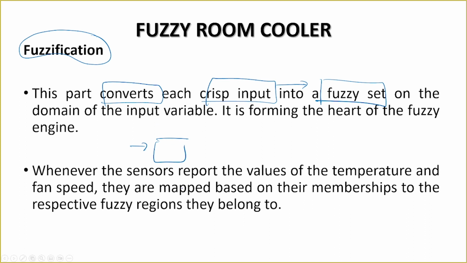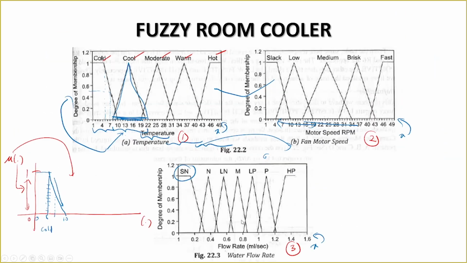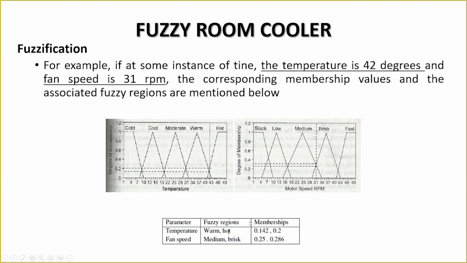Whenever the sensor reports the value of the temperature and fan speed, they are mapped based on the membership. Remember, we have sensors in and out, based on temperature and speed. Then the fuzzy will be controlling based on the membership that has been selected by us, depending on low, cold, cool, moderate, and so on. This one is the example for fuzzification.